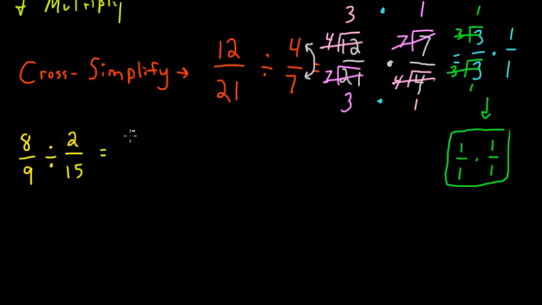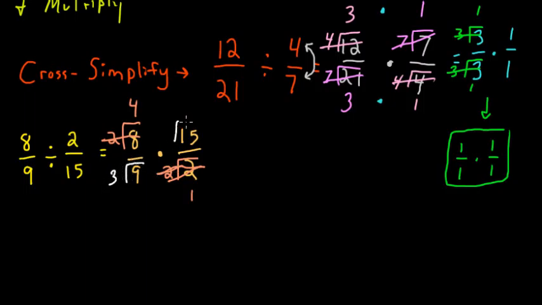Alright, so we're going to solve this problem. First thing we're going to do is convert it to a multiplication problem by flipping the second number. Now we're going to look for common factors. 2 and 8 have a common factor of 2. So we're going to factor out the 2. So the new numerator is a 4. The new denominator is a 1. Now 9 and 15 also share a common factor of 3.